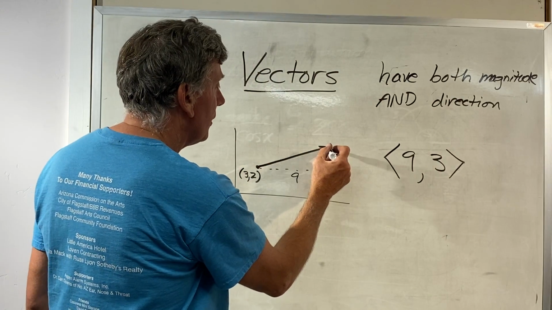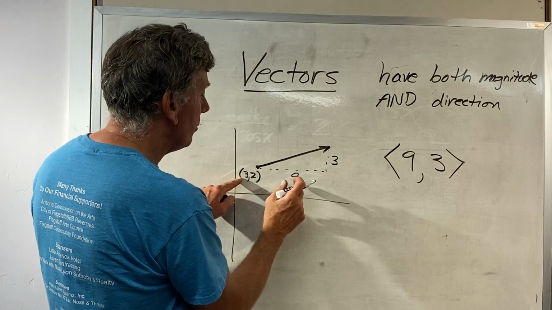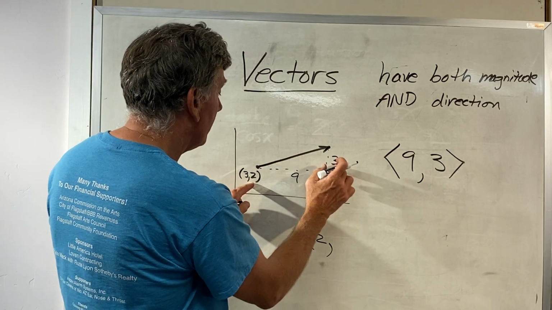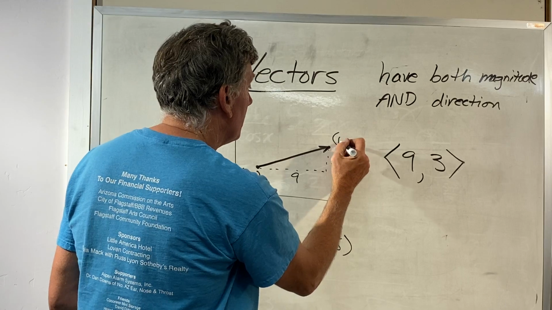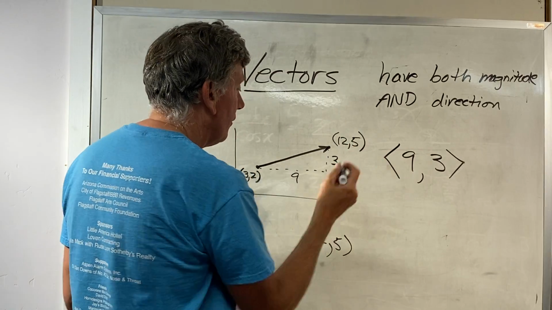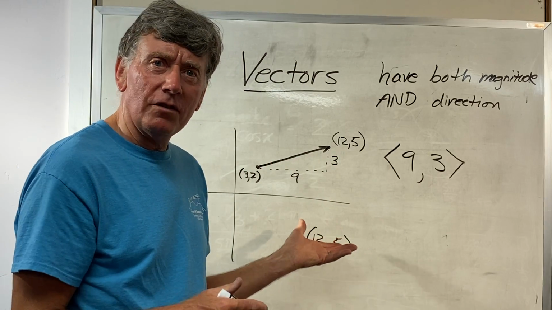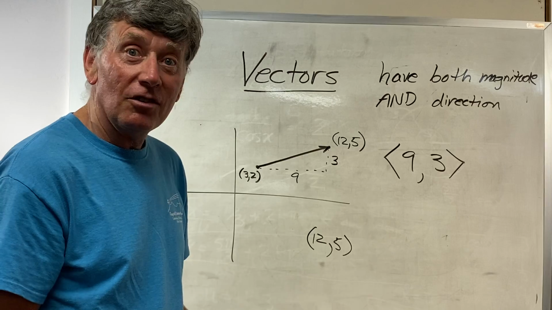If I want to know what this point is that I'm starting from, well, 3 plus 9 would be 12, and 2 plus 3 would be 5. So this point up here is going to be 12, 5 on the coordinate axes. We're starting with two-dimensional vectors, keeping it simple. We'll get to 3 dimensions in a little bit.